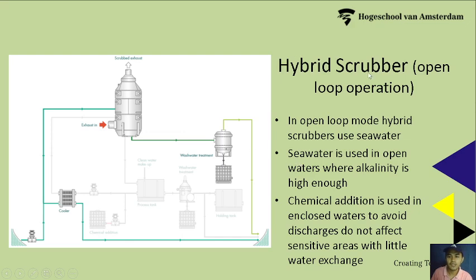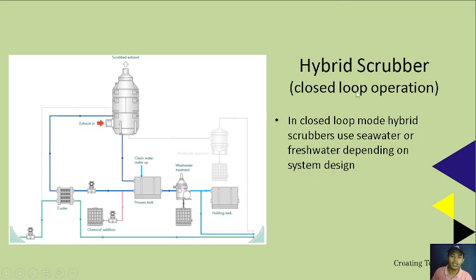Okay, the hybrid scrubber is a combination of the open loop operation and the closed loop operation. In open loop mode, hybrid scrubbers use seawater. So seawater is used in open waters where alkalinity is high enough. Chemical addition is used in enclosed waters so that discharges do not affect sensitive areas with little water exchange. While in closed loop mode, hybrid scrubbers use seawater or fresh water depending on system design.